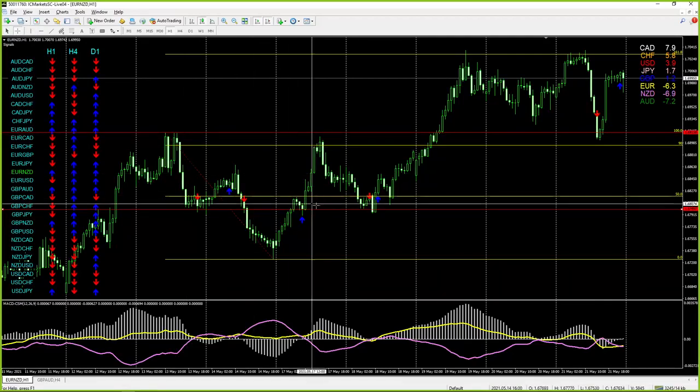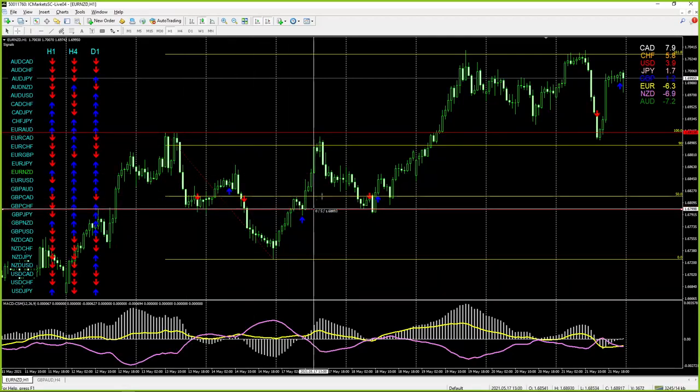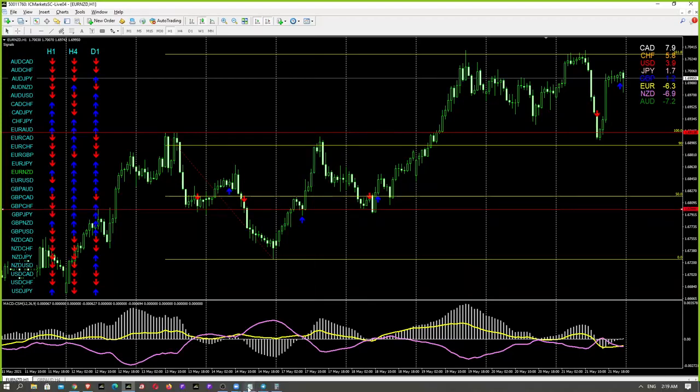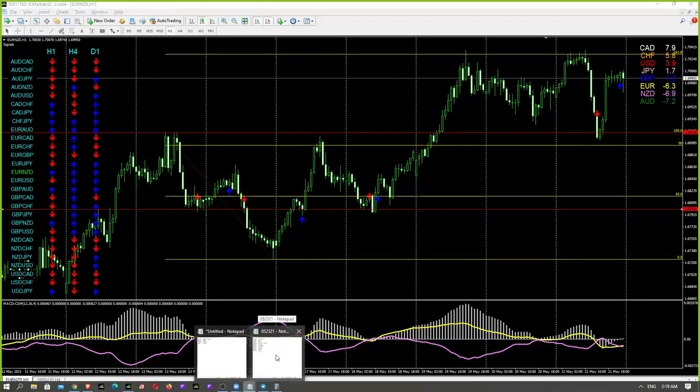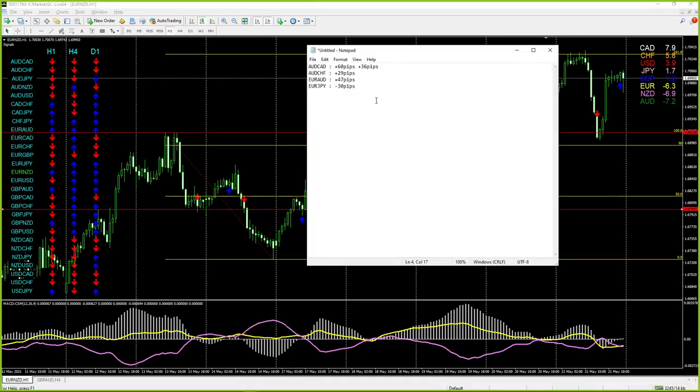And as we can see, if we check it, did I plot it right? Yeah, our TP would be around 113 pips. So let's take note of that. 113 pips on EUR NZD.